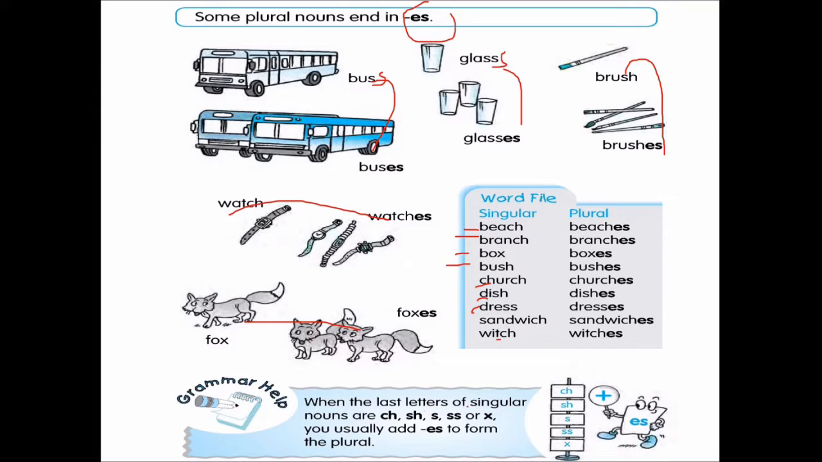So when the last letters of a singular noun are CH, SH, S, SS or X, you add ES for the plural. All these words have either CH at the end, SS at the end, X at the end or a single S at the end. So that is why you should know this idea.